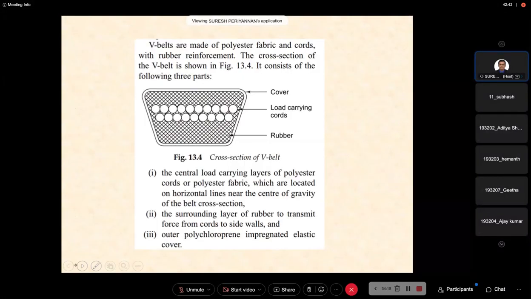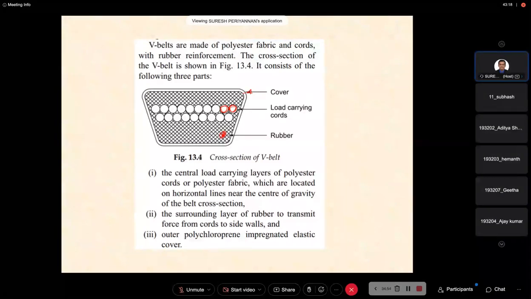Now come to the V belt construction. This is the polyester cords with rubber reinforcement. See the cross section of the belt here. This is the outer cover of the belt. This is the load carrying cords. These load carrying cords may be polyester fabric, or sometimes you can see even metal wires inside the belt. This is the rubber material, and this is the outer cover of the material.